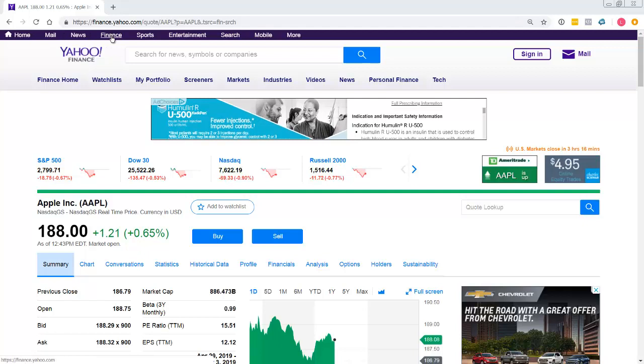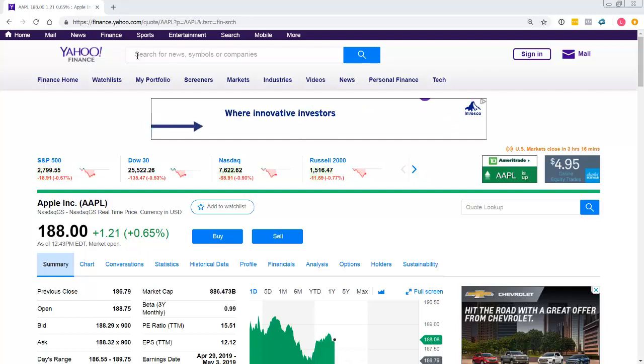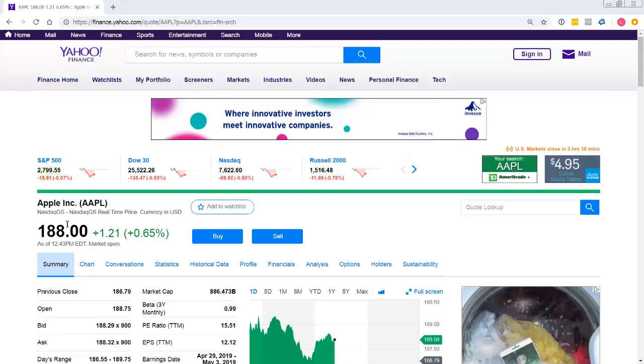So Yahoo Finance, click on that, and then put in here what you want to search for. So I put in Apple. We're going to look at comparing Apple's short interest float to another stock, Bed Bath & Beyond. I'll show you the major difference. So type in Apple, and you can see Apple pulls up.